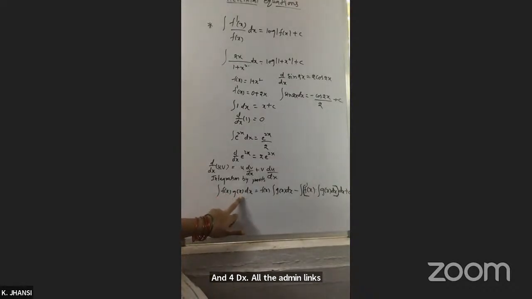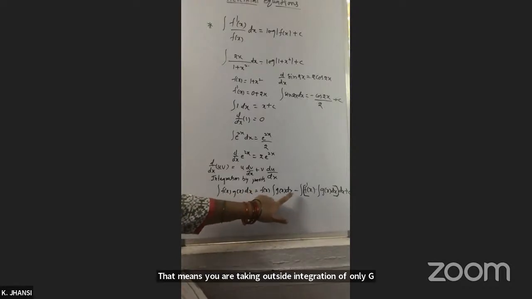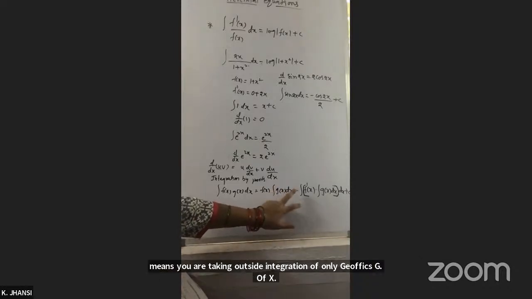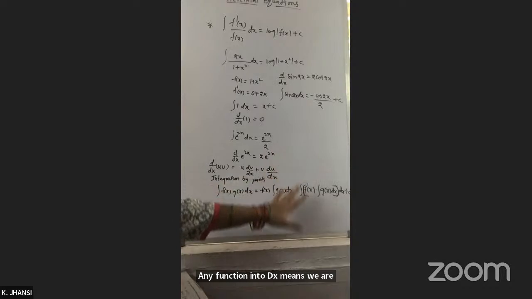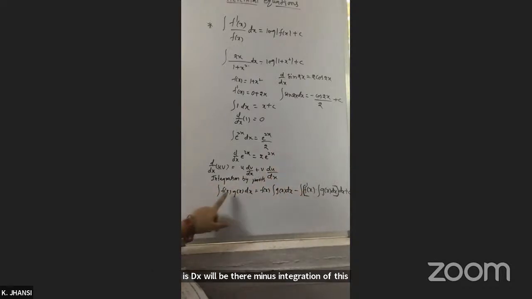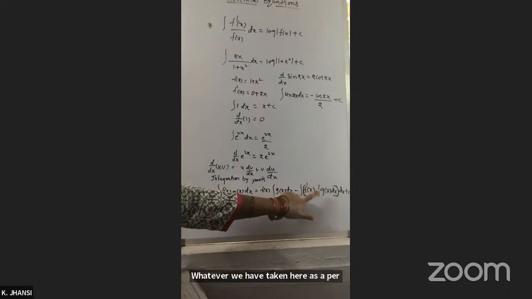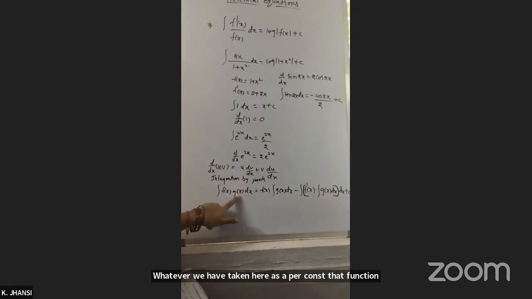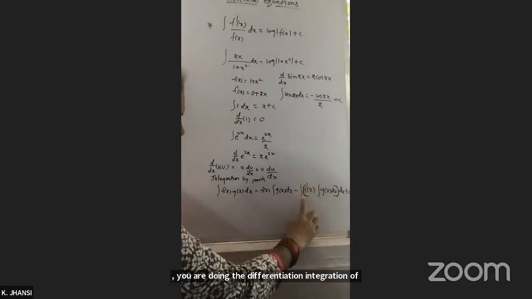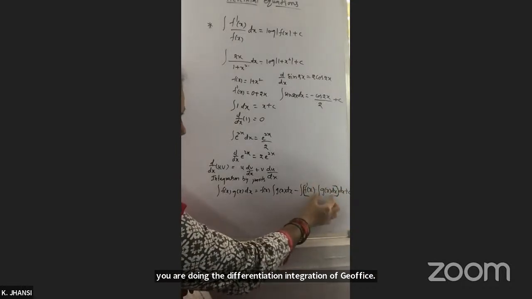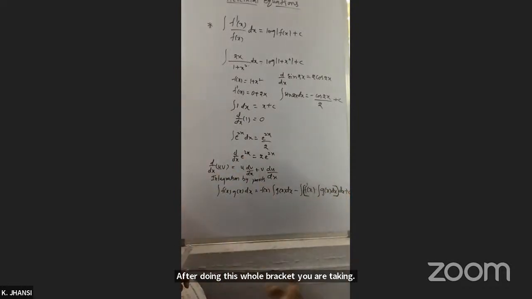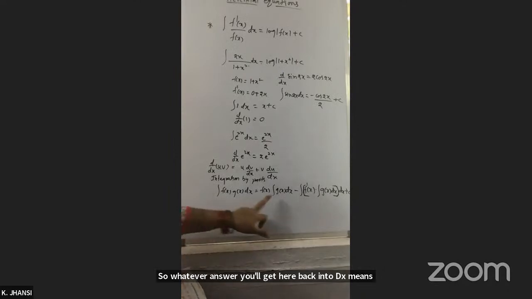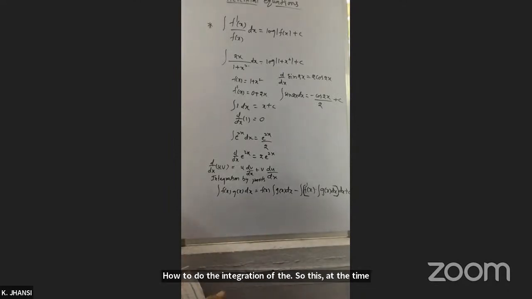Integration of f of x into g of x equals, first you take f of x as the constant, that means you are taking it outside, integration of only g of x into dx, minus integration of f dash of x, whatever we have taken here as a constant, you are doing the differentiation of that function, into integration of g of x. After doing this, you take the whole bracket. Whatever answer you get here, into dx, again you have to do the integration, plus c.